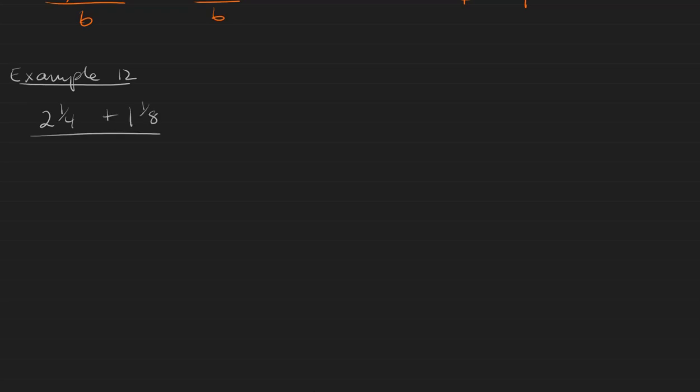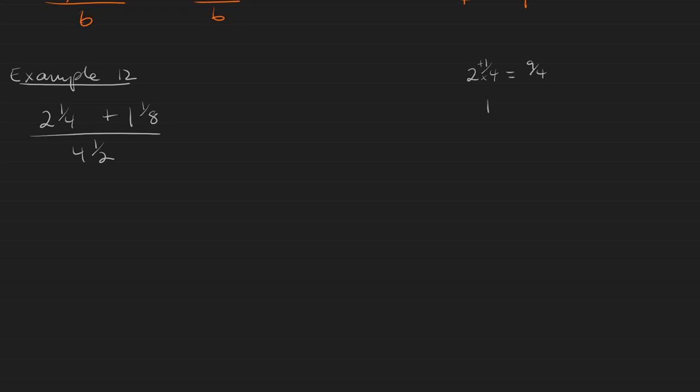Then we have example number 12. And this is the last one. Example number 12: 2 1/4 plus 1 and 1 over 8 all over 4 and 1 over 2. So converting each of these to improper fractions, we have 2 1/4 is equal to 4 2s are 8, plus 1 is 9 on 4.